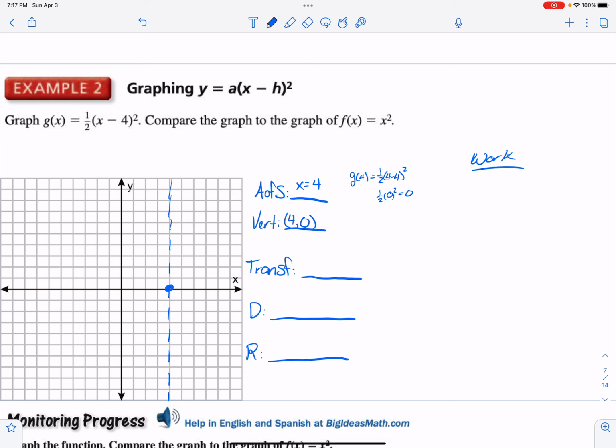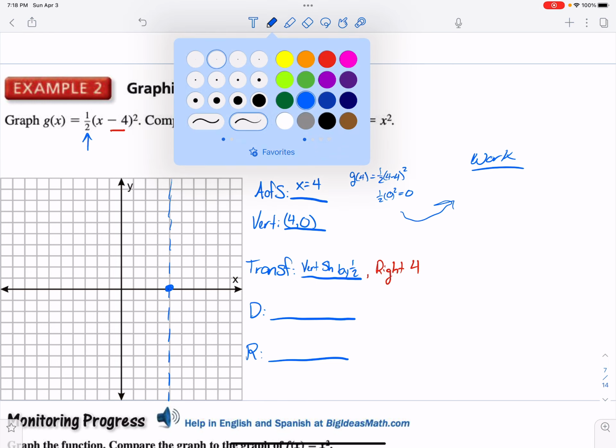So now we would plot that. Before we go plugging in points, our transformations, you can answer this first or plug in some more points. But what we need to understand is that there is more work to do to find at least one other point. So our transformations, if we look at a, is a vertical shrink by a factor of 1/2. And then our h value here is -4, but that actually moves it right 4. So those are the transformations from my parent graph.